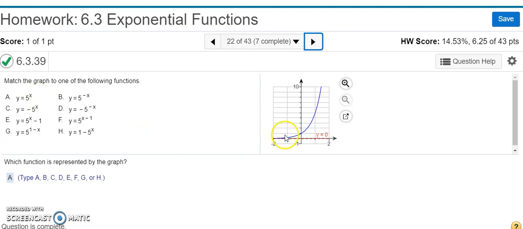So that is how you go through it. You say, okay, it's at 0, 1. There's no transformations left or right. It's going up from left to right. There's no transformations up or down. You see it has a point at 1, 5. So that means that our base in this case is 5. So it is A. It is our original exponential function with a base of 5 and no other transformations.